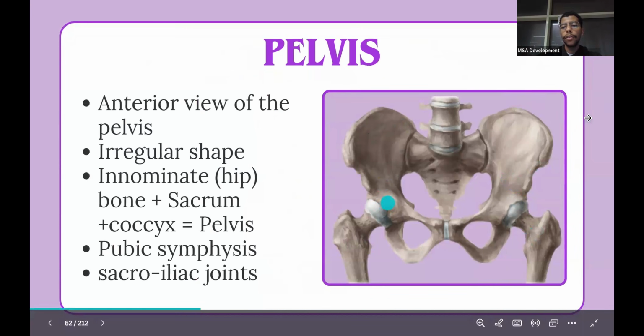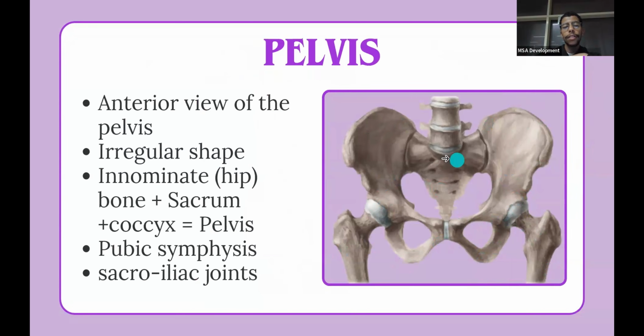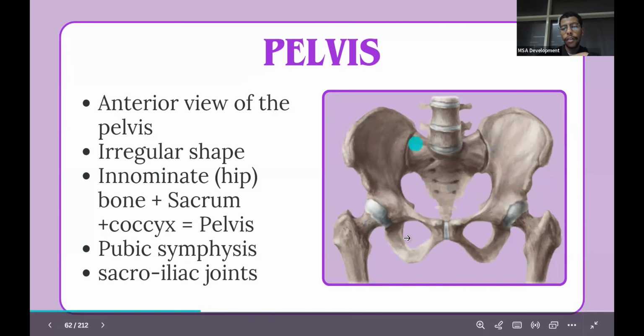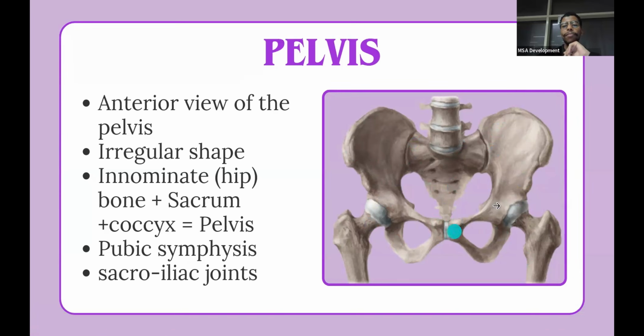Here we have the hip bones, or another name for them is the innominate bone. And as you can see here, we have the femur. You don't really have to know that, but it's just basic knowledge. Now, in the middle, at the back, we have the sacrum and the coccyx, which is right below the sacrum. Now, the innominate bone plus the sacrum plus the coccyx, all of them together make the pelvis. Now, this circle here is what we call the pelvic brim.